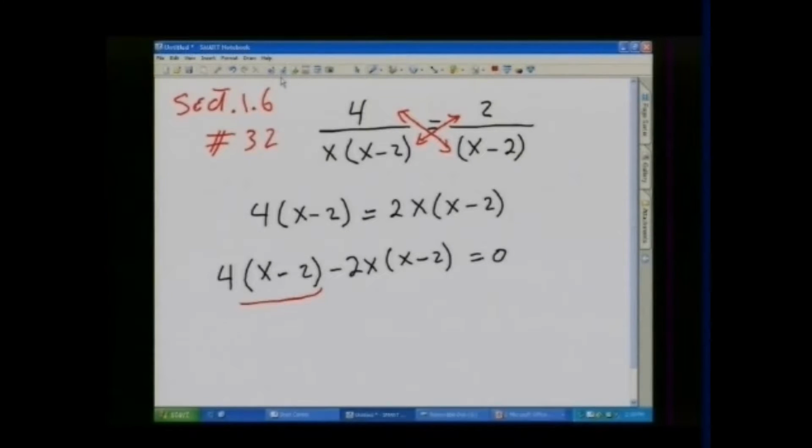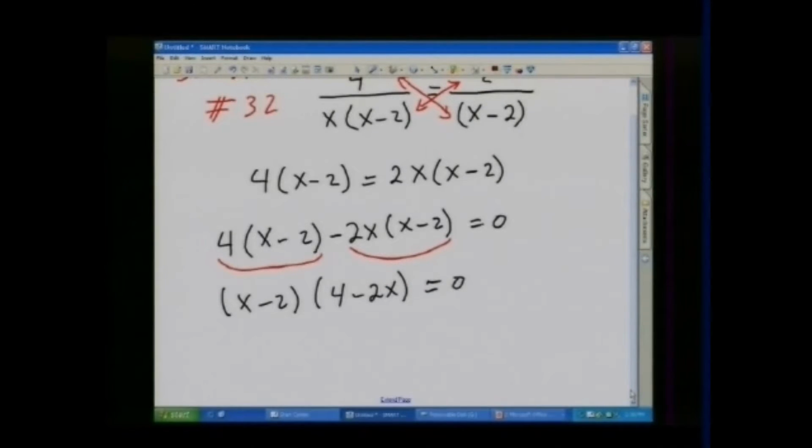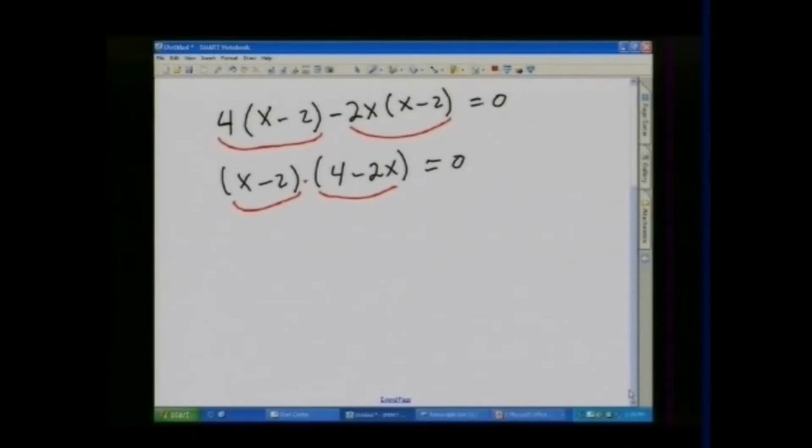Now, between this term and this term, we can factor out x minus 2, and you get (x minus 2) times (4 minus 2x) equal to 0. What you have here is two terms multiplied by each other equal to 0. So the logic tells you that can happen only if the first term, x minus 2, is equal to 0, or if the second term, 4 minus 2x, is equal to 0. So you see you have a linear equation here. Therefore, x should be equal to 2.